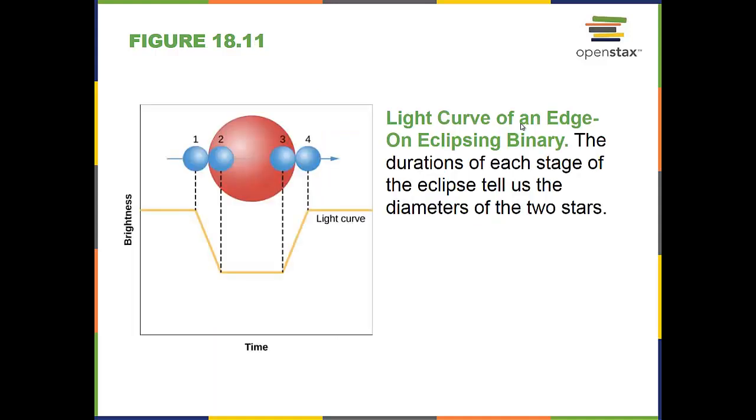Another nice thing about eclipsing binaries is that they allow us to determine how big the two stars are. If you look at how long it takes for an eclipse to begin or to end, which is from time 1 to time 2, or from time 3 to time 4 in this figure, you can measure the size of the smaller star. You can measure the size of the larger star by tracking how long it takes the small star to go across it. Here that would be from time 1 to time 3, or from time 2 to time 4.